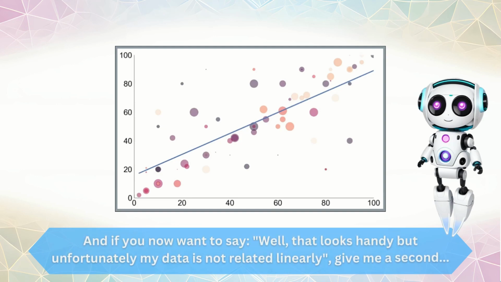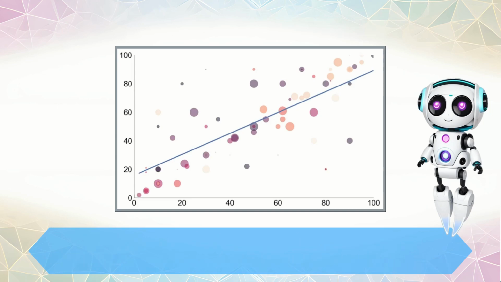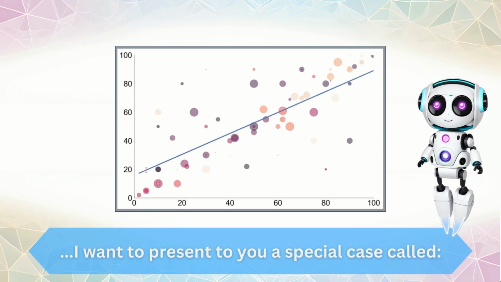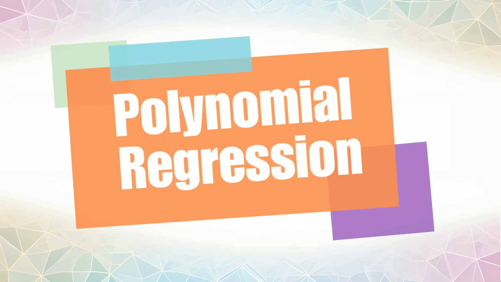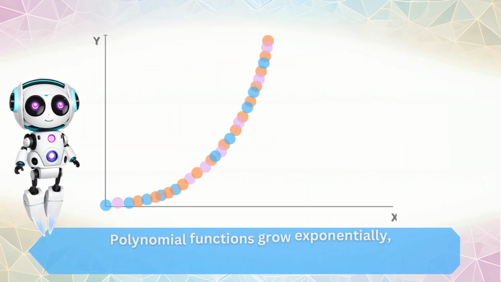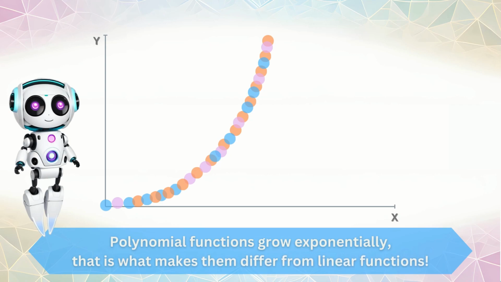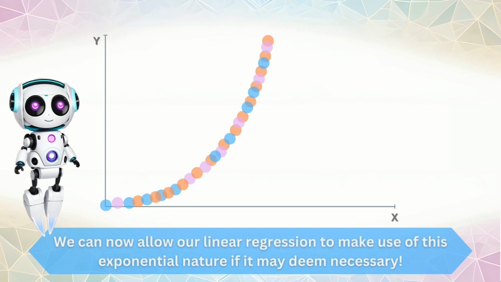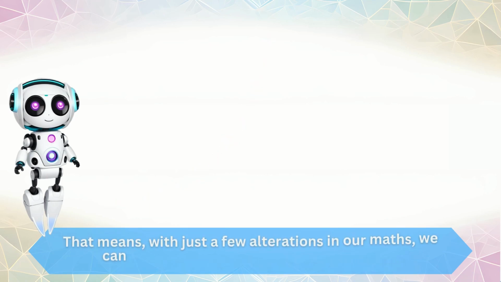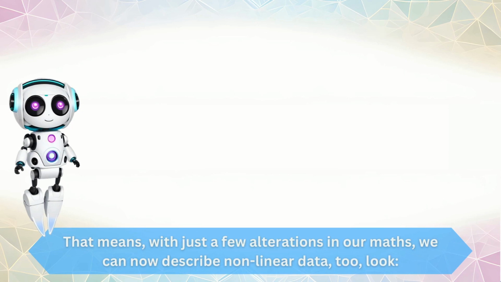And if you now want to say, well, that looks handy, but unfortunately my data is not related linearly, give me a second. I want to present to you a special case called polynomial regression. Polynomial functions grow exponentially. That is what makes them differ from linear functions. We can now allow our linear regression to make use of this exponential nature if it may deem necessary. This means, with just a few alterations in our maths, we can now describe nonlinear data too.